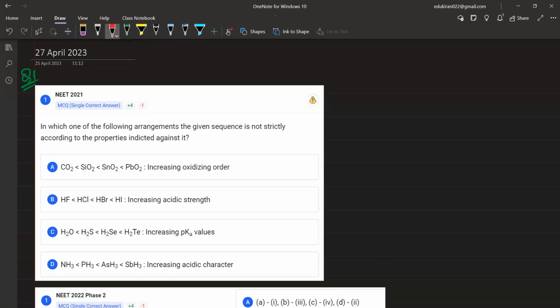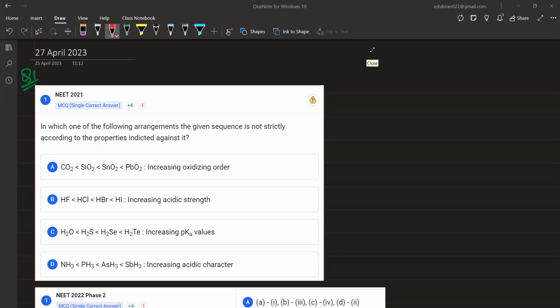All of you, please see here. The question is saying, in which one of the following arrangements is the given sequence not strictly according to the properties indicated. The first property they have indicated is increasing oxidizing order. Whenever you have to compare different species or molecules in some order, please ignore whatever is common between them.